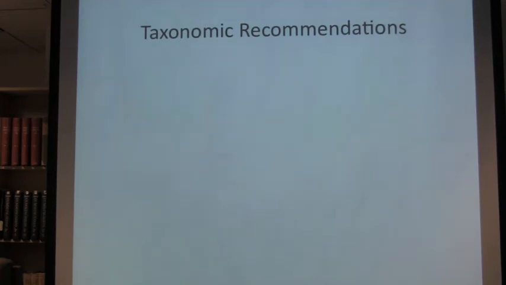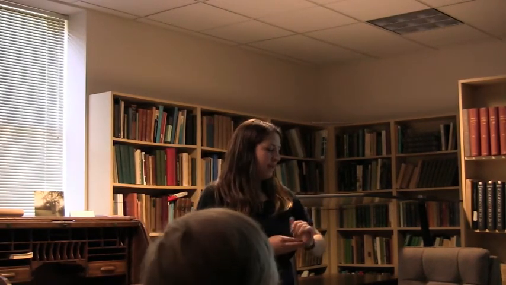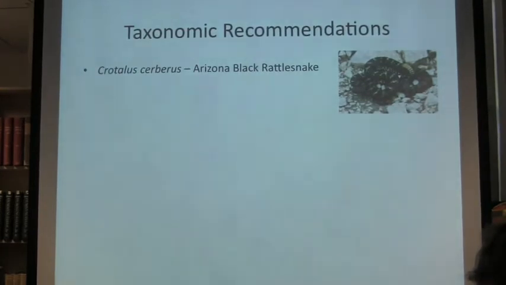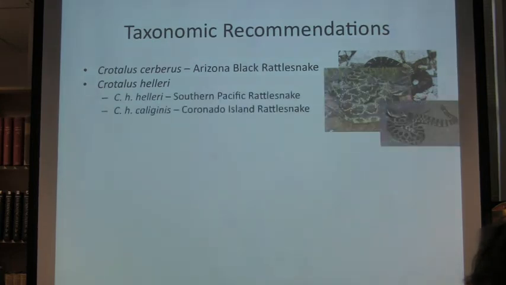So based on these data, I have some taxonomic recommendations, and I want to say that the purpose of the taxonomic recommendation here is to encourage that taxonomy better reflect true species diversity and evolutionary history within the viridis complex. So I recommend that Crotalus cerberus remain as it's currently designated, the Arizona black rattlesnake. I recommend that Crotalus helleri contain the southern Pacific rattlesnake, as well as the Coronado Island rattlesnake.